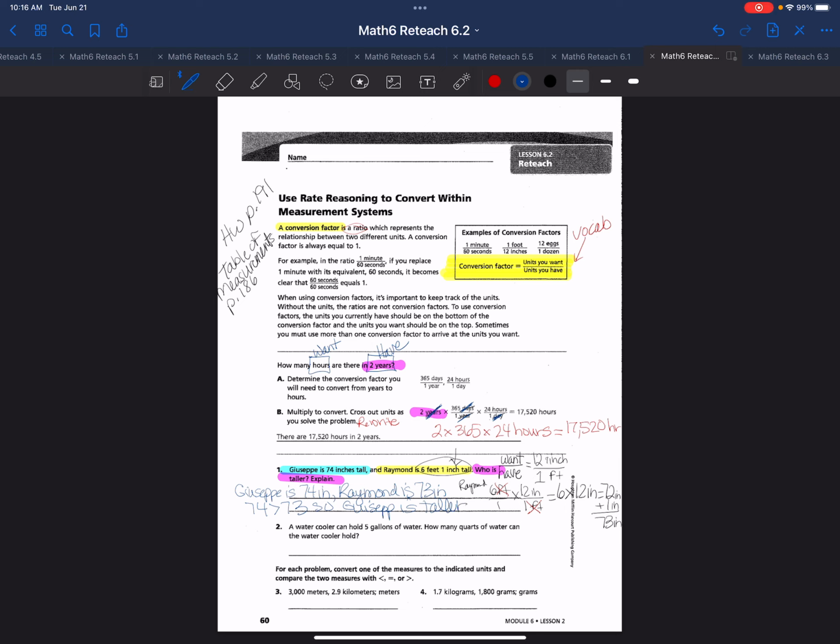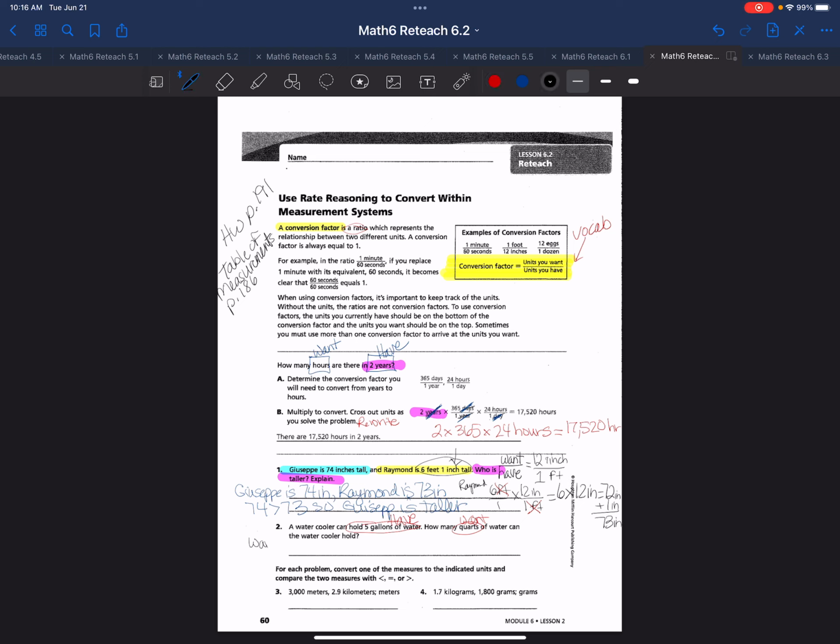All right, let's go on to the next question. A water cooler can hold 5 gallons of water. How many quarts of water does the water cooler hold? So we have 5 gallons of water. This is what I have. But they said how many quarts of water? That's what I want. So let's do our problem here below.